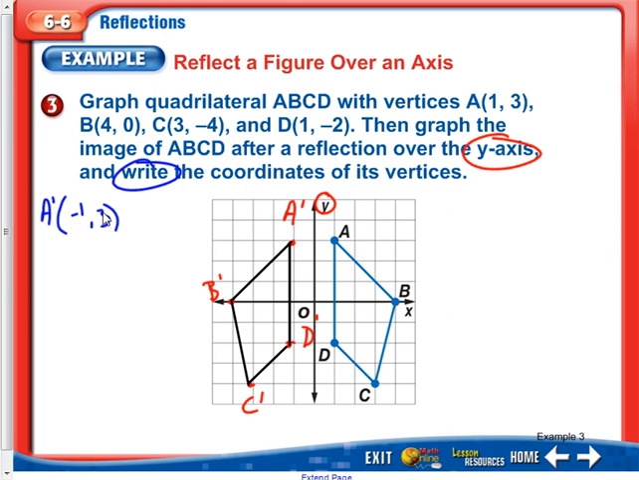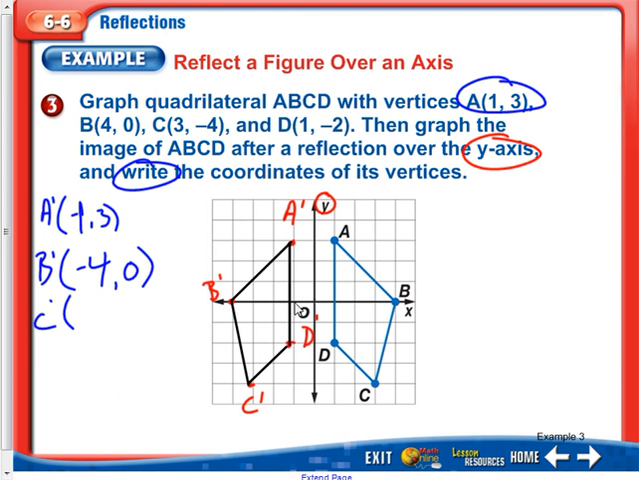Okay, let's take a look at what they were before. A was 1, 3. Now it's -1, 3. So now we're flipping over the y-axis, and it looks like X is opposite and Y stays the same. That's interesting. Let's see if that continues. So B prime is -4, 0, and let's look at what it was before. It was 4, 0, now it's -4, 0. So again, X is opposite this time, and Y stays the same.